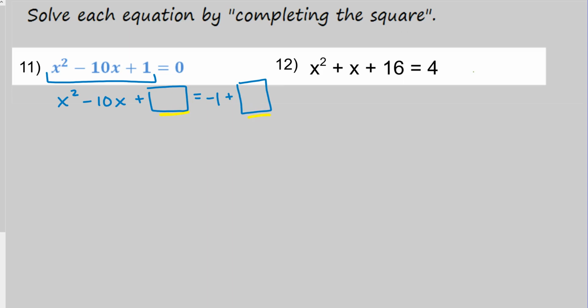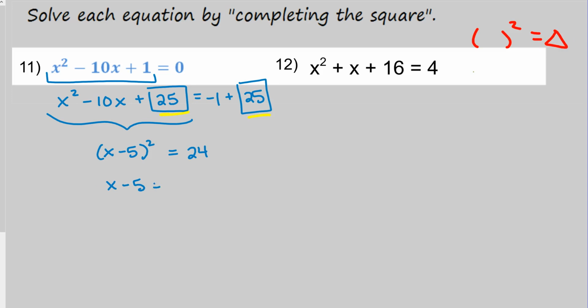Okay, what completes the square? Take half of -10, which would be -5, and square it, and we get 25. So we add 25 to the left, and we add 25 to the right. So now we can factor that into x minus 5 quantity squared, and on the right side we have 24. Now we're ready to use square rooting because we have something squared equals something else. So square root both sides. x minus 5 equals plus or minus the square root of 24.